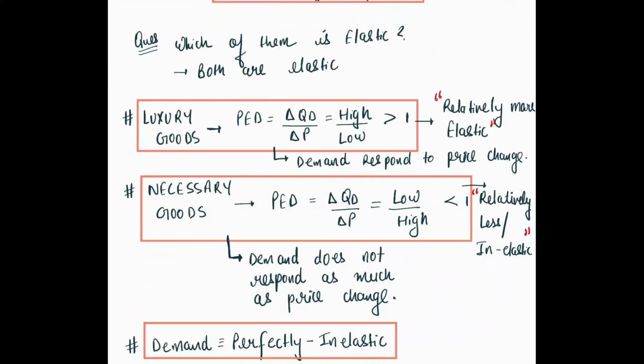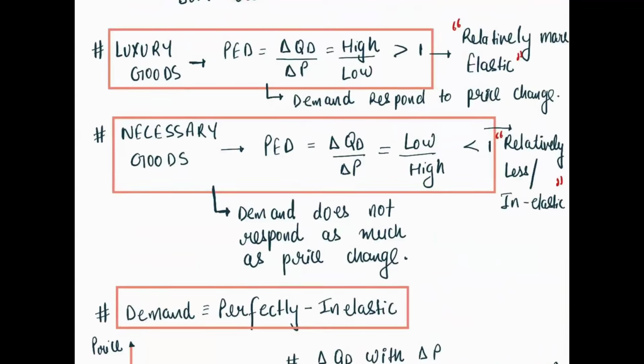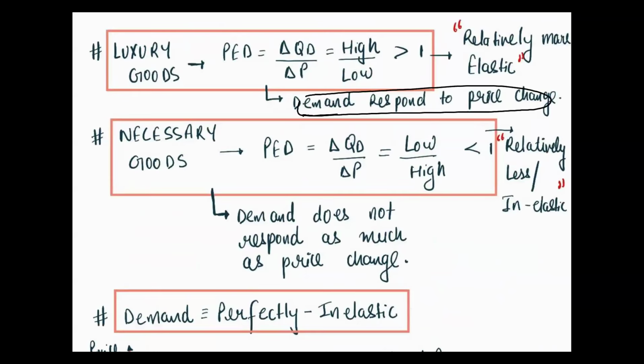So demand does not respond as much as price changes in this case, necessary goods, or here demand responds to price changes. Quantity demanded responds to price changes. Like in the Big Billion Day iPhone example, and life saving drugs, demand does not respond that much. Quantity demanded did not change much with the change in price. So that's why it is known as inelastic, and the first one is known as elastic. Relatively more means elastic. Relatively less means inelastic. I hope it is clear.